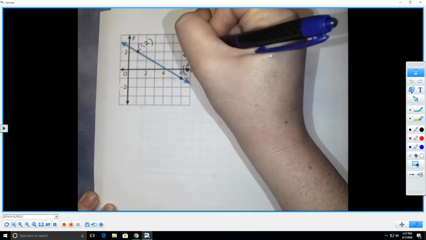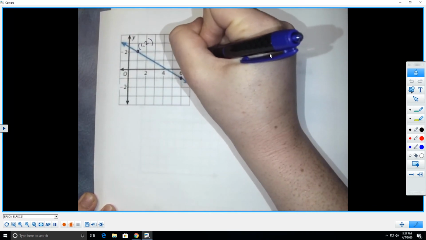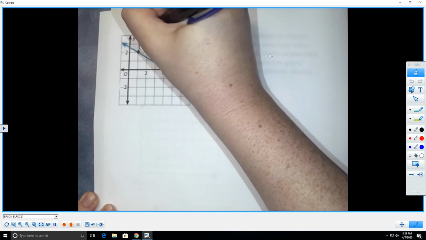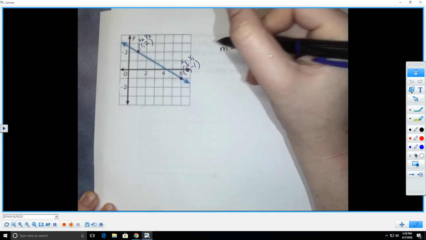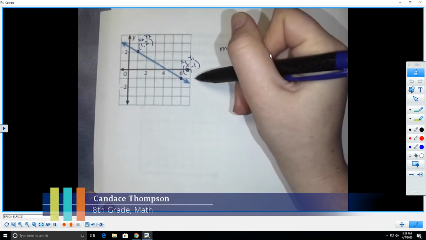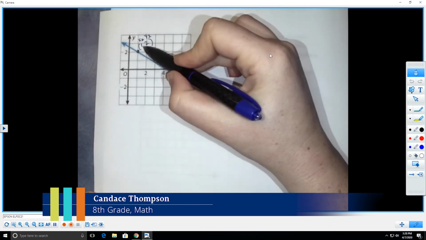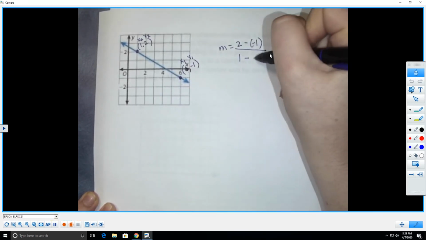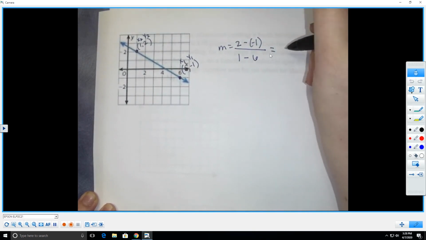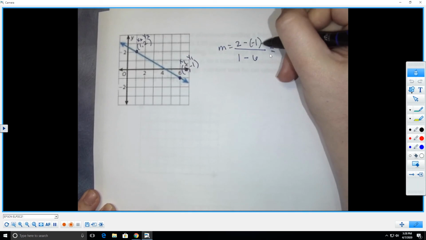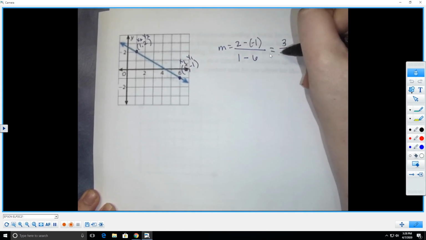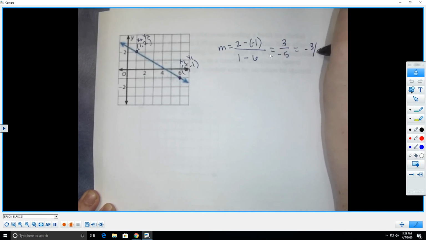You're getting really good at this, I bet. So we're going to use the slope formula, and I'm going to label this x1, y1, and x2, y2. So I'm going to put in 2 minus -1 over 1 minus 6. And so we should have come up with 3 and -5, or we would write that as -3/5.